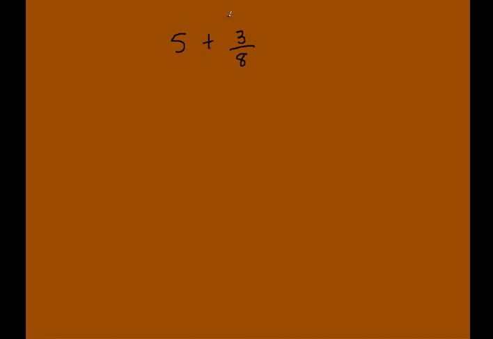Now this one is the easiest one when you're adding. So all you have to do is keep the fraction the same. Now just get rid of the plus sign, really. You just put the 5 really close to it. So that's your final answer actually.